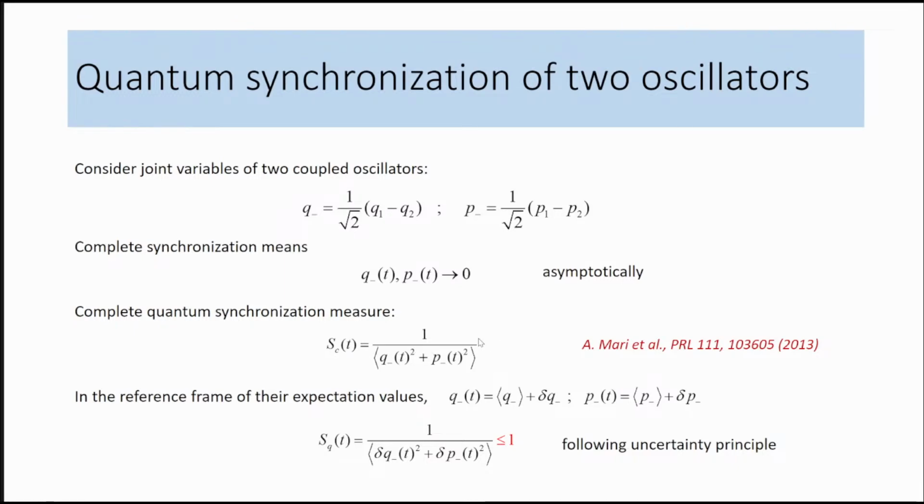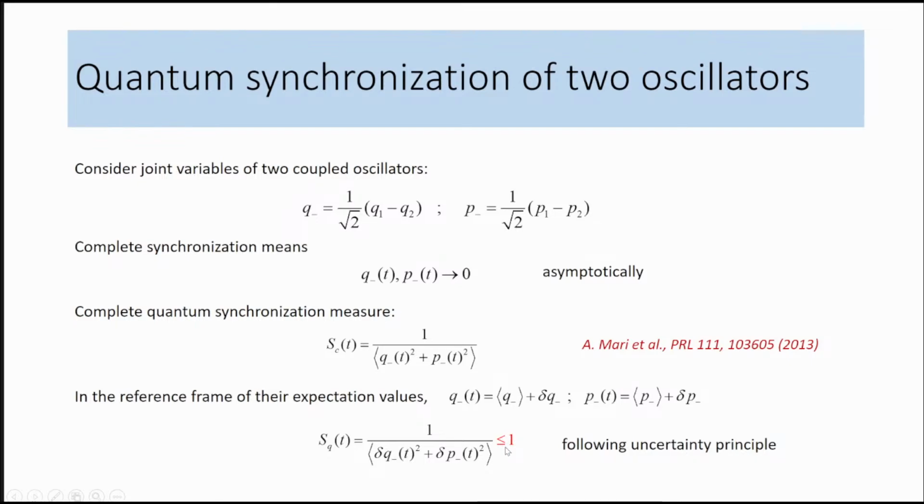So that means that in the reference frame of the expectation values, if I write down Q minus as a sum of the mean values and the fluctuation, then we can get the true quantum mechanical measure of the synchronization, which is written in terms of the quantum fluctuations only. And this has an upper limit, which is 1.